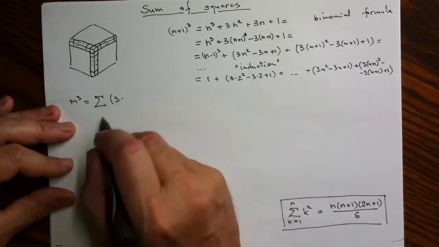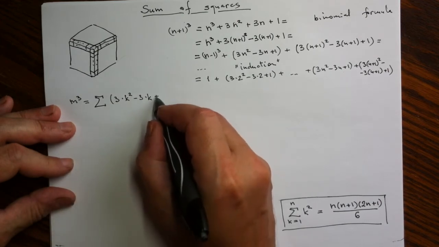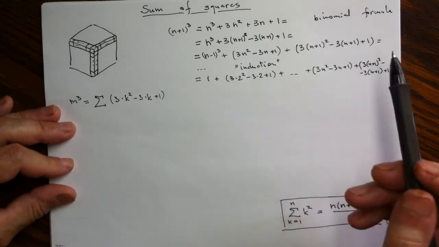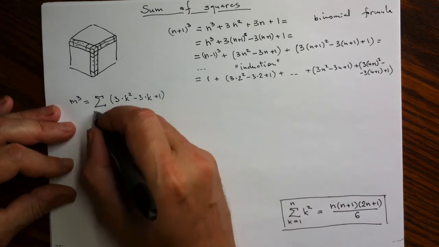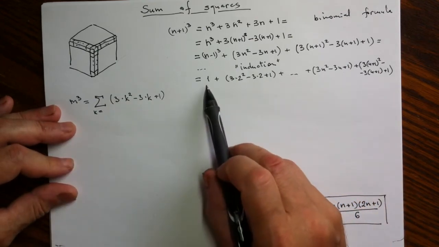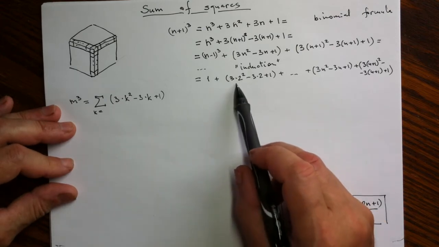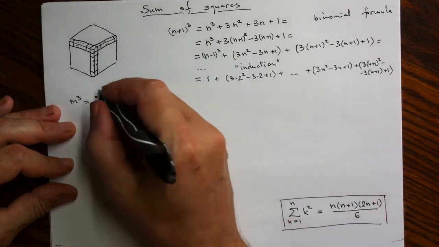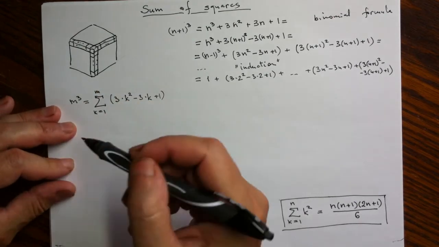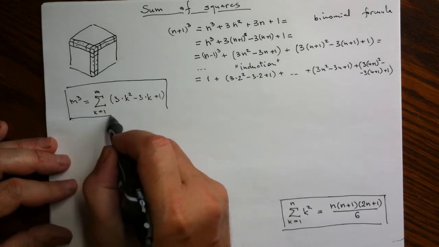3 times the square of some number minus 3 times the number itself plus 1. And that number is the number k, the running parameter of my sum, the running index. It's starting with k value 1. You could check that when k is 1, indeed you end up with 1. And then 2, and all the way up to that number under the cube, which is m in my case. So that's what we established doing this induction in reverse.